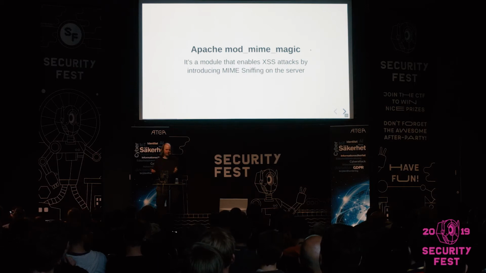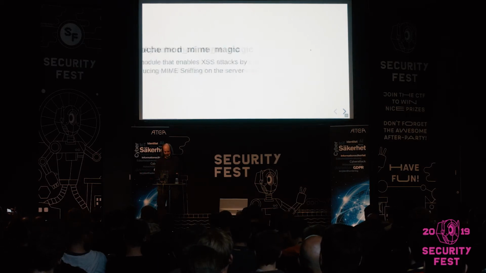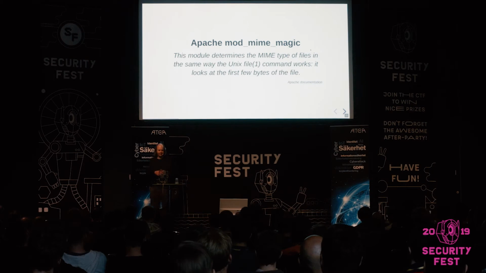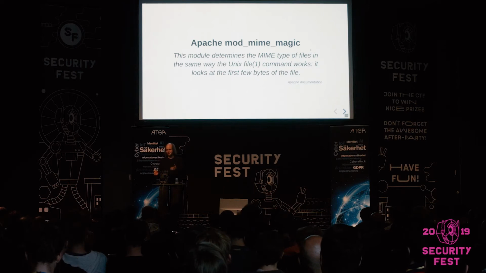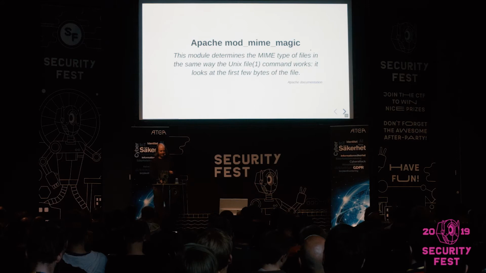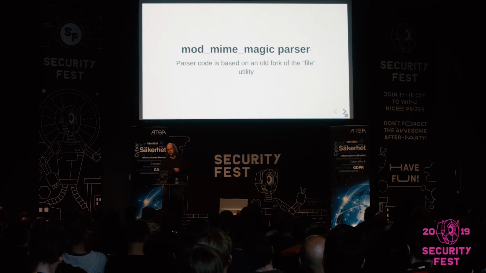It introduces MIME-sniffing. So what it does is, here's the documentation. This module determines the MIME type of files in the same way the Unix file command works. It looks at the first few bytes of the file. So it checks what's in that file. And if something looks familiar, it tries to kind of guess what kind of file that is. It already mentions the Unix file command here. So the code is an old fork of this file utility. That happened somewhere in the 90s.